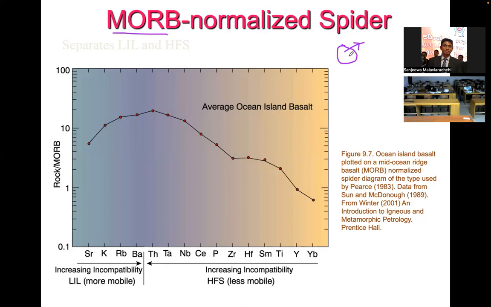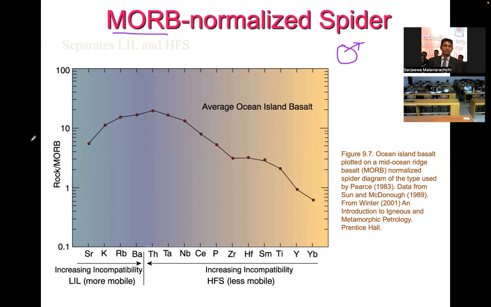So the MORB composition, mid ocean ridge basalt composition, most of the cases can be taken as an indirect representative of the mantle also, not the direct representative, because it is not a direct mantle composition, it's just a melt formed after mantle melting. But people have used MORB as a kind of representative composition indicator in an indirect manner.